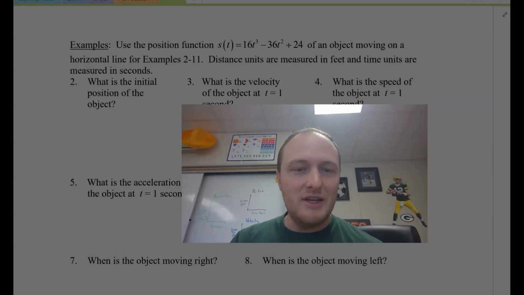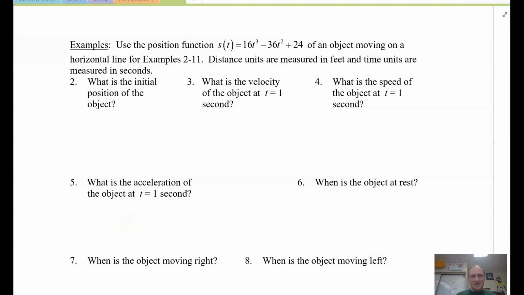Okay, so let's dive into these examples. It says use the position function s of t of an object moving on a horizontal line for examples 2 through 11. So we have a particle moving on a horizontal line, back and forth. Distance units are measured in feet. This is very, very important. And time is measured in seconds. Also very important. They give us the units. You have to use units, especially in context. Very important.